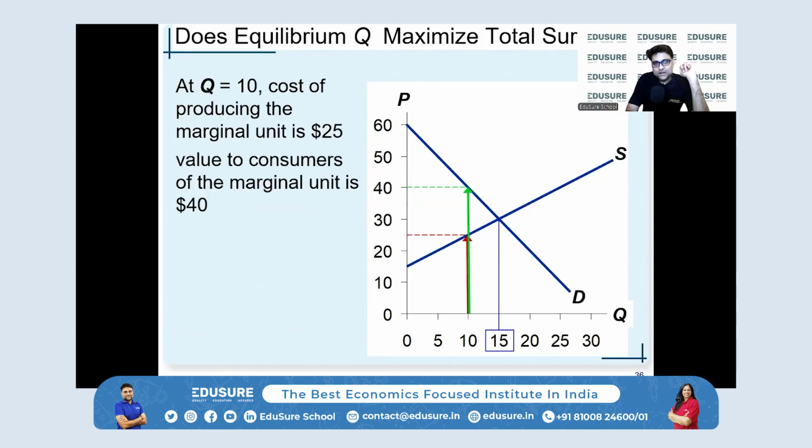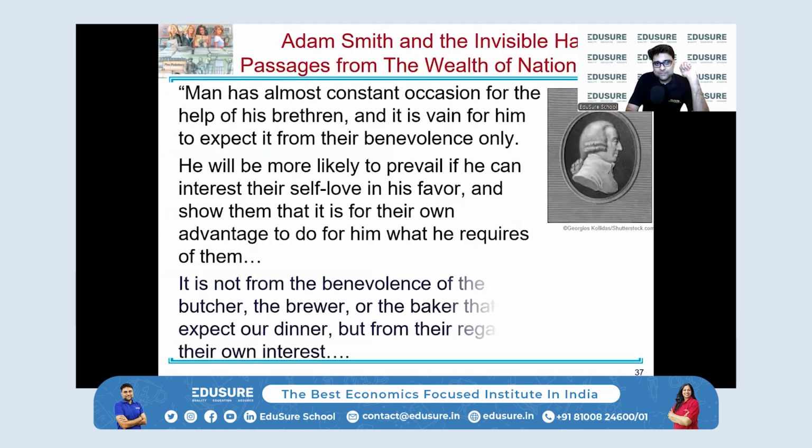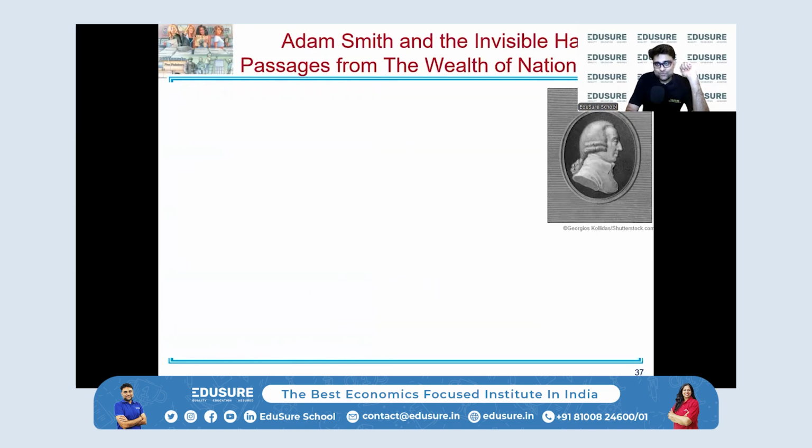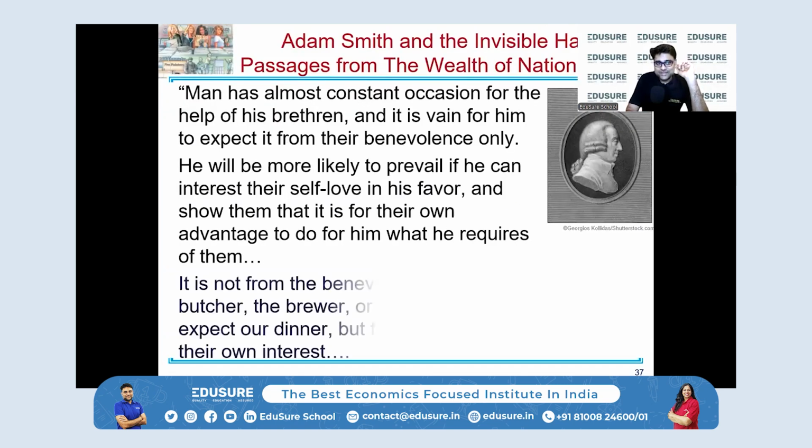Similarly, when the quantity is lower, again, I'll get a lower value. So the maximum value of efficiency, or the maximum surplus in the economy, can only occur at the point where the demand and supply are intersecting.